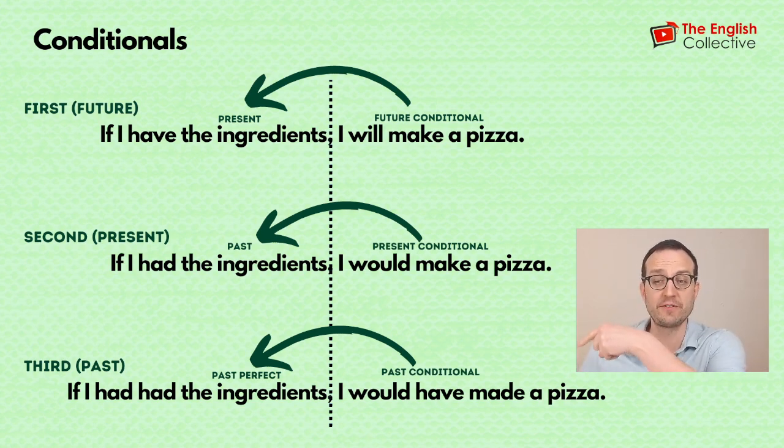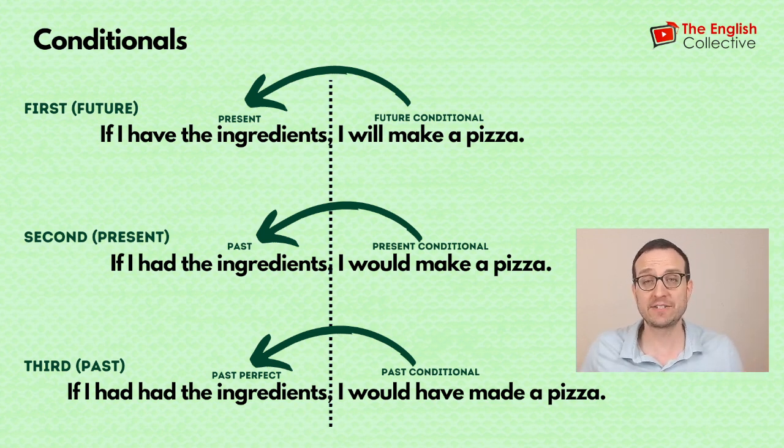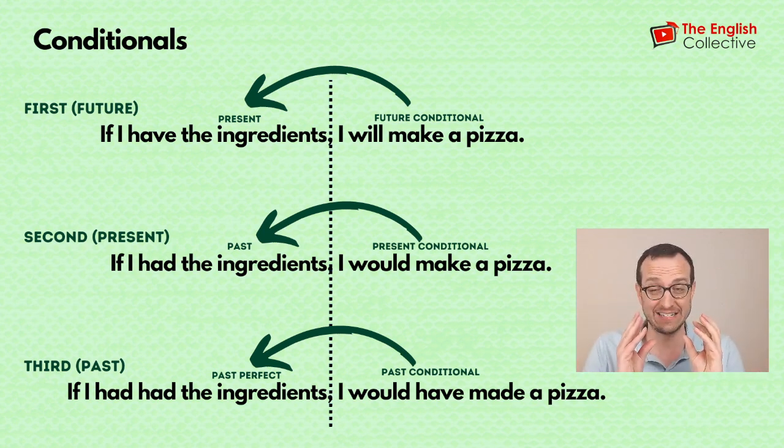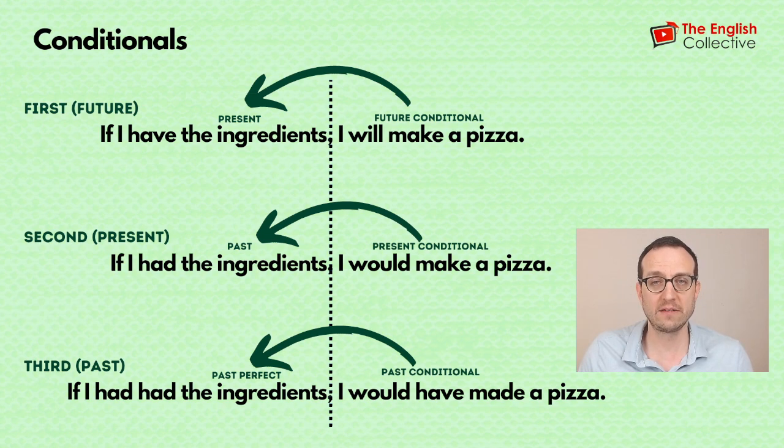Okay? And here, the third conditional. Yesterday, I call it the past conditional, right? The third conditional. If I had the ingredients, I would have made a pizza, right? If subject had participle, would have participle, okay? I would have, so a hypothetical in the past, and then we have to go back kind of like before the past. And this is where we use the past perfect tense. If I had the ingredients, I would have made a pizza.